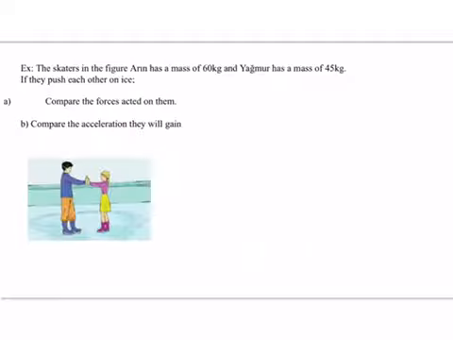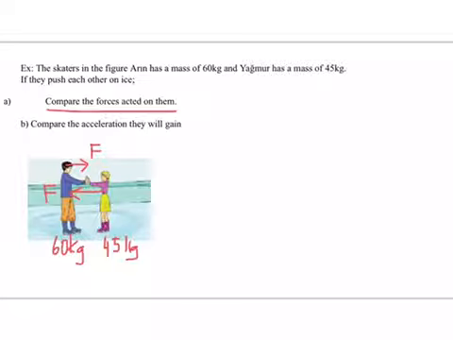The skaters in the figure: Arun has a mass of 60 kilograms and Yağmur has a mass of 45 kilograms. Compare the forces acting on them. As Arun pushes Yağmur with a force of F, Yağmur will react with an equal but opposite direction force F. So when I compare the forces acting on them, I can say that they are the same.